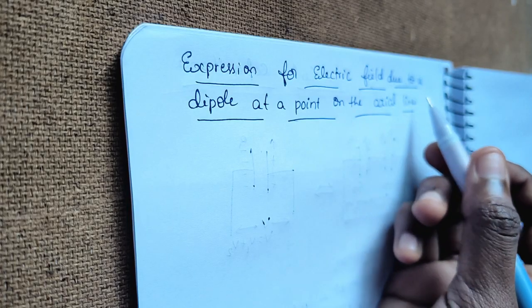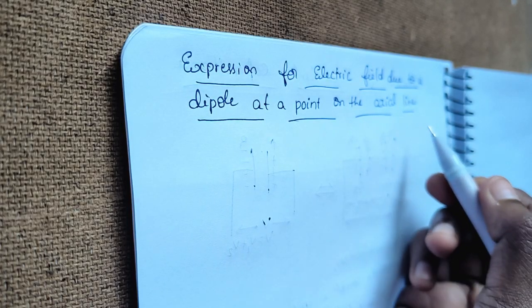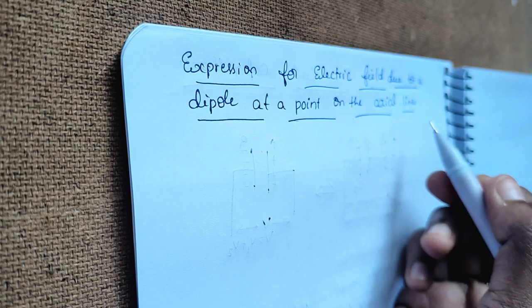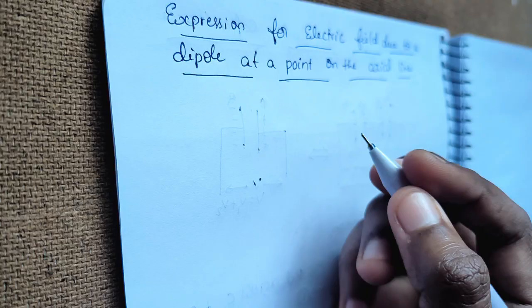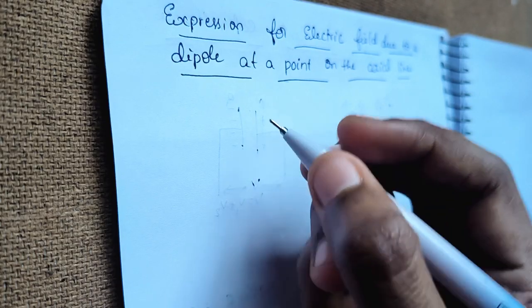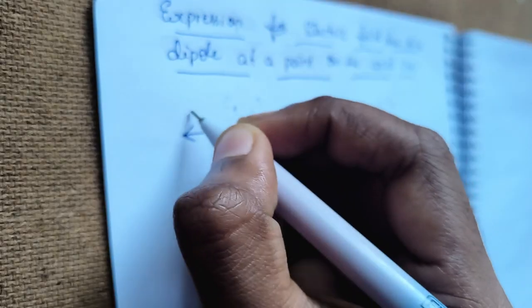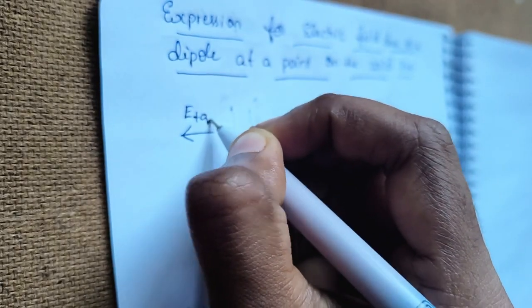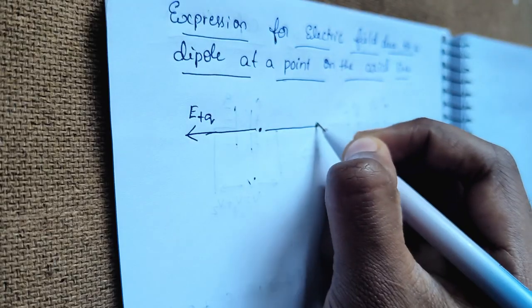Expression for electric field due to a dipole at a point on the axial line. Let us draw the diagram first. Consider two charges as plus q and minus q. I'll draw the diagram first, so I'll consider the charge as plus q and minus q.